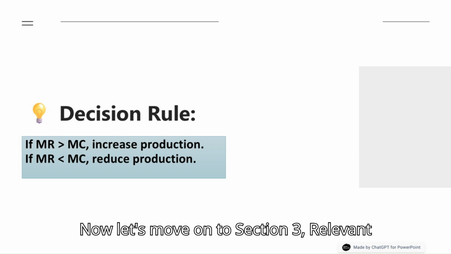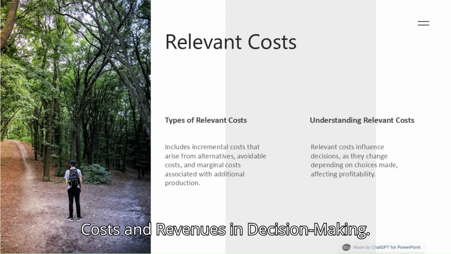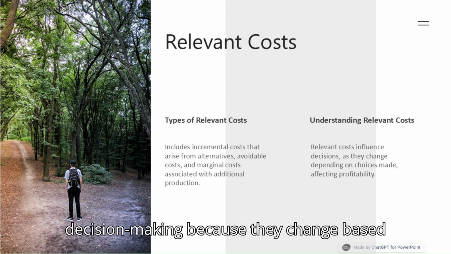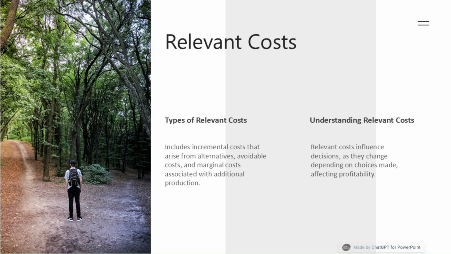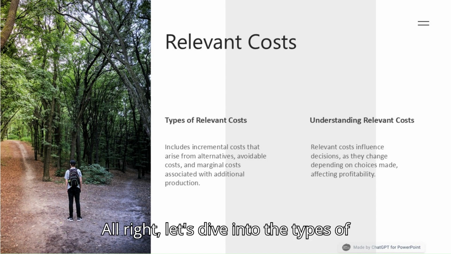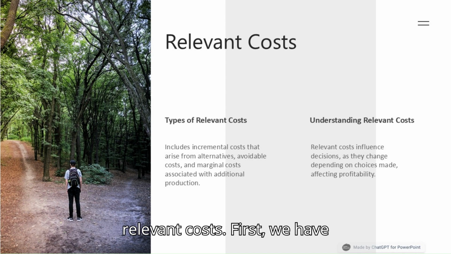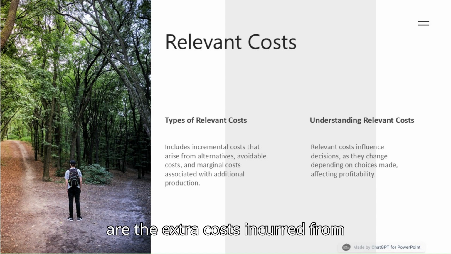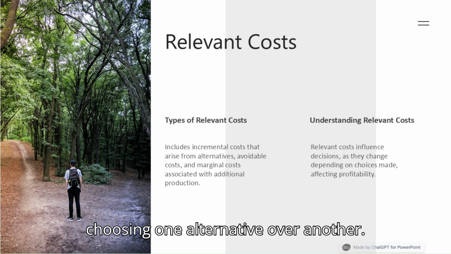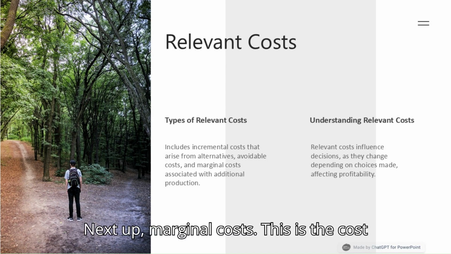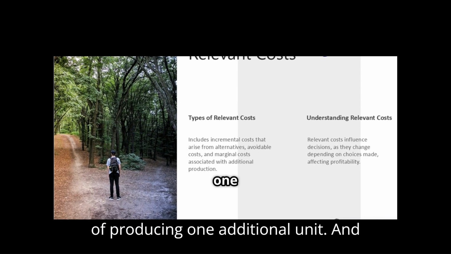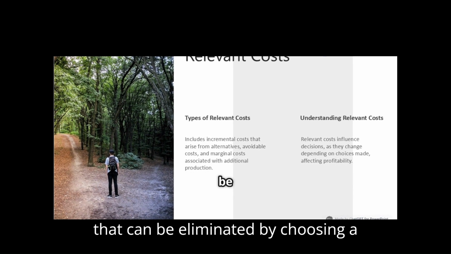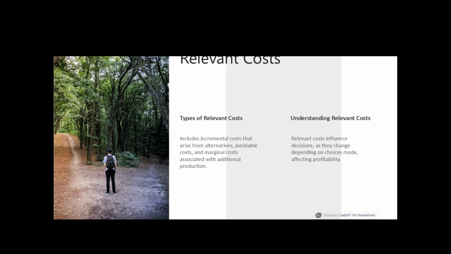Now let's move on to Section 3. Relevant costs and revenues in decision-making. Relevant costs are those that impact decision-making because they change based on the choice you make. Alright, let's dive into the types of relevant costs. First, we have incremental or differential costs. These are the extra costs incurred from choosing one alternative over another. Next up, marginal costs. This is the cost of producing one additional unit. And finally, avoidable costs. These are costs that can be eliminated by choosing a different option.